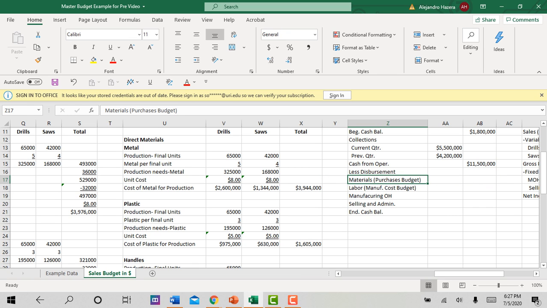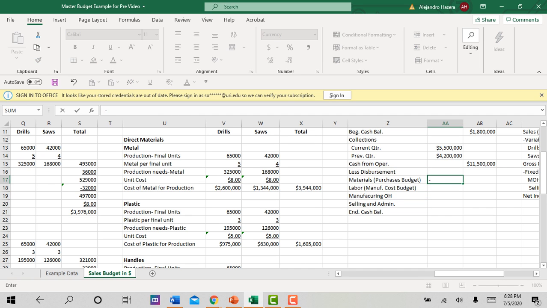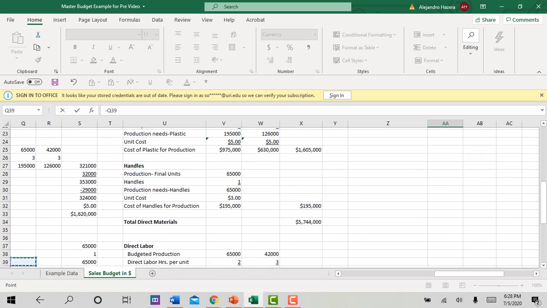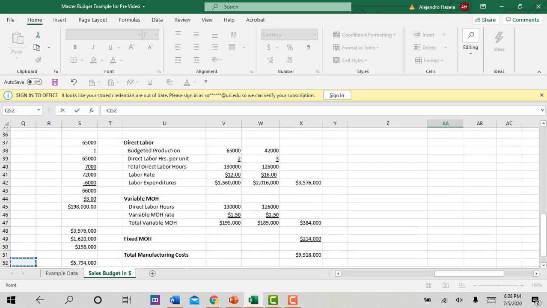Now here's our disbursements, and it kind of makes sense. One is going to come from the materials that we buy. The other one is going to come from the labor that we pay. Then we've got manufacturing overhead that we pay, and then we're going to have selling and administrative expenses. Our first disbursement, I'll put a negative in front, is from our purchases budget, and this is the total of the purchases budget for all the materials.